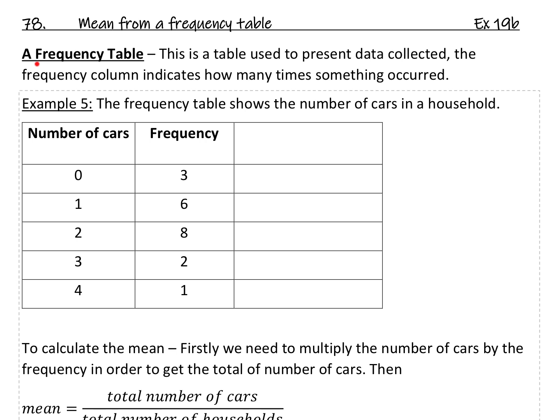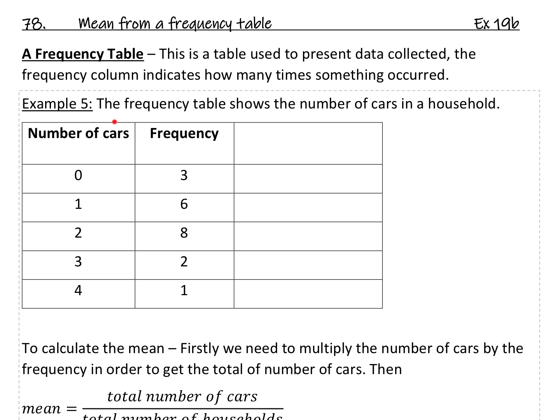So first of all, what is a frequency table? This is a table used to present data collected. The frequency column indicates how many times something occurred. Frequency is a word we don't use that often or frequently. It just means the number of times. Frequency is how often, how many.